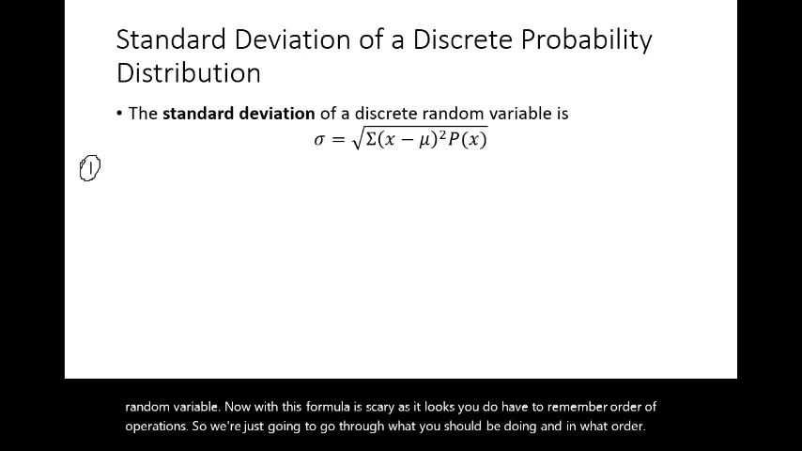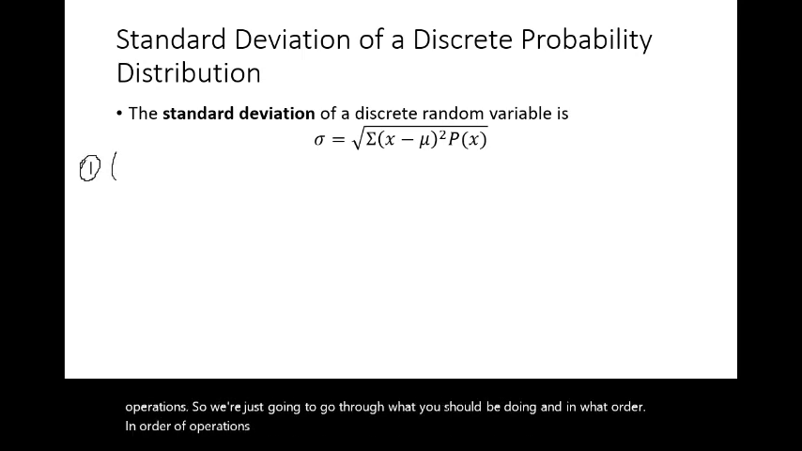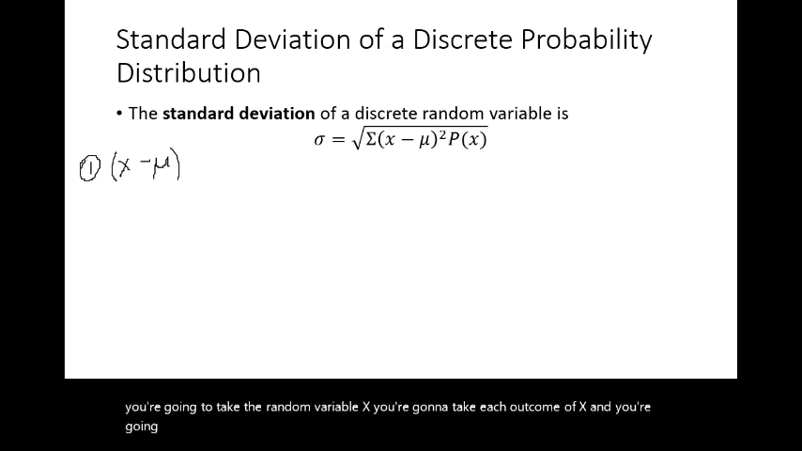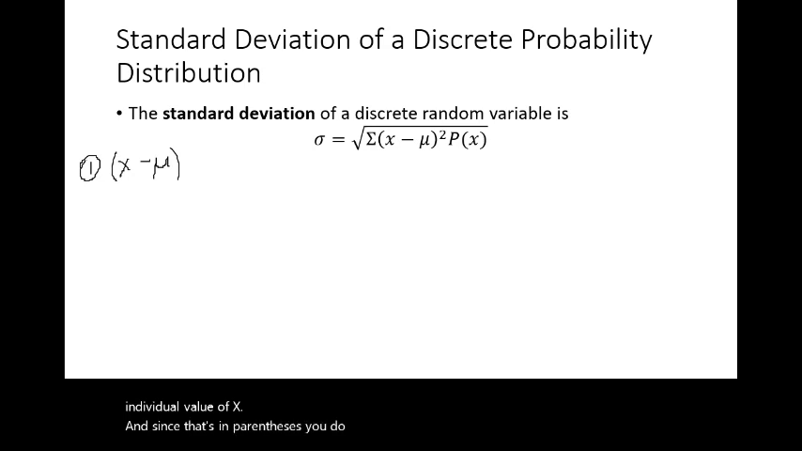In order of operations, parentheses always come first. So the first thing that you're going to do is take the random variable x. You're going to take each outcome of x and subtract the mean of the probability distribution. And you're going to do that for each individual value of x. And since that's in parentheses, you do that subtraction first.